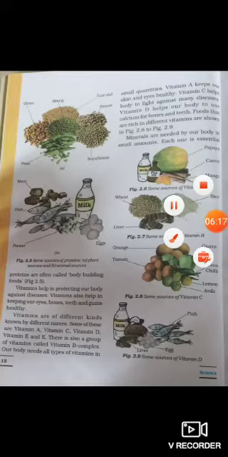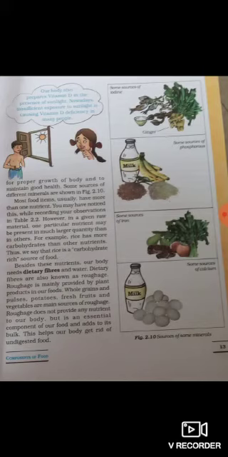Now we will study about minerals. Minerals are needed by our body in small amounts. Each one is essential for proper growth of body and to maintain good health. Some sources of different minerals are shown in figure 2.10. Most food items usually have more than one nutrient. You may have noticed this while recording your observation in table 2.2.